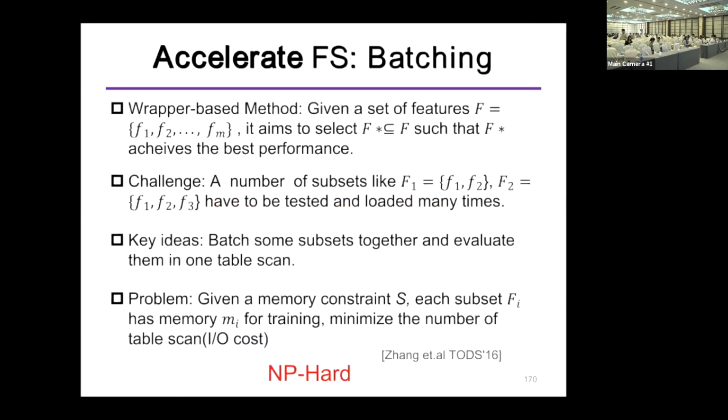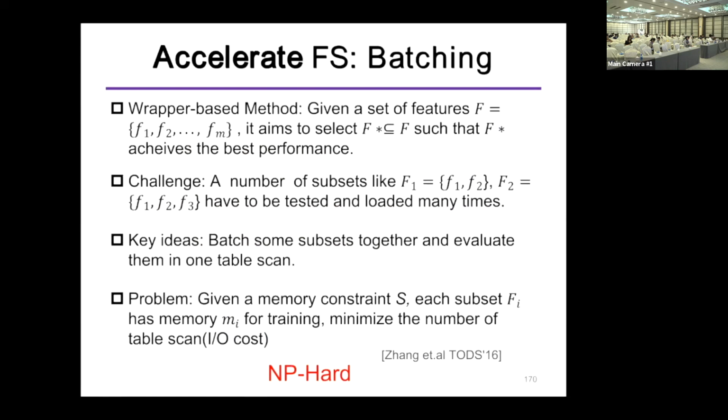The first technique is batching. The wrapper-based method is defined as follows. Given a set of features, we aim to select the optimal subset that achieves the best performance. The challenge is that a number of possible subsets have to be tested and loaded many times, which incurs much I/O cost. The key idea to solve that is to batch some subsets together and evaluate them in one table scan.